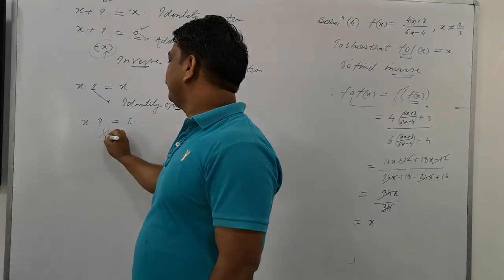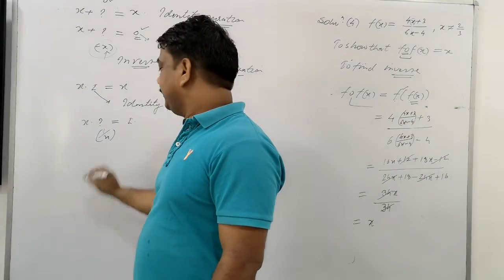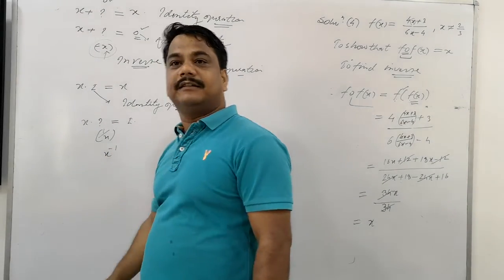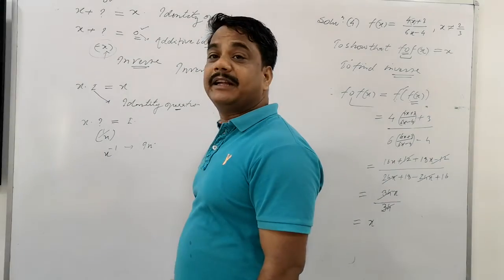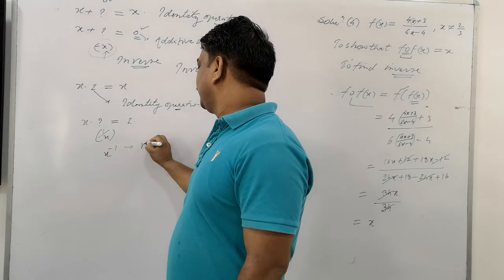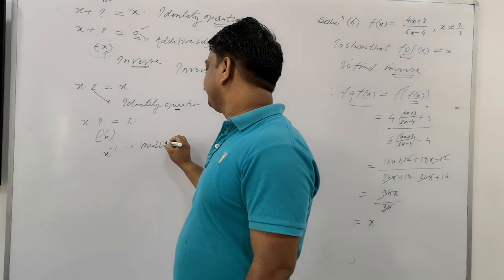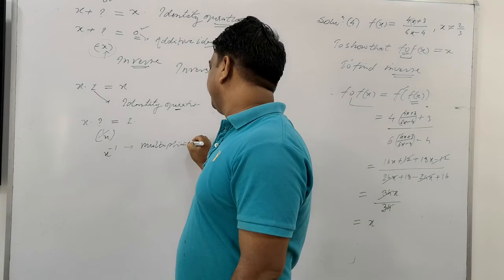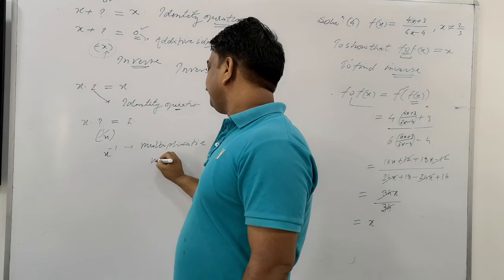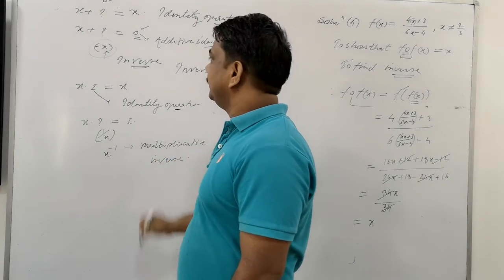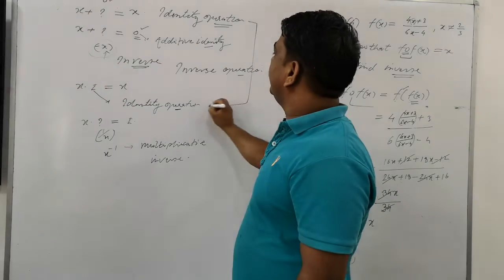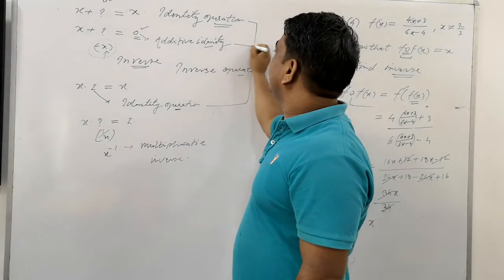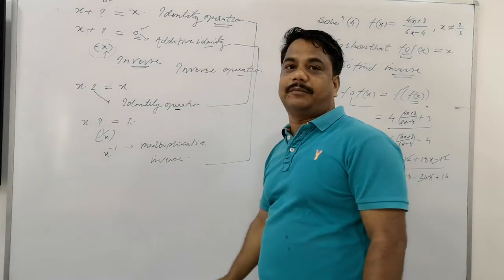So the answer is 1 by x. This 1 by x is x to the power minus 1. Okay. So this is called inverse, multiplicative inverse. You may say this. Finally, the first operations, these two are identity operations, and the second operations are said to be inverse operations.